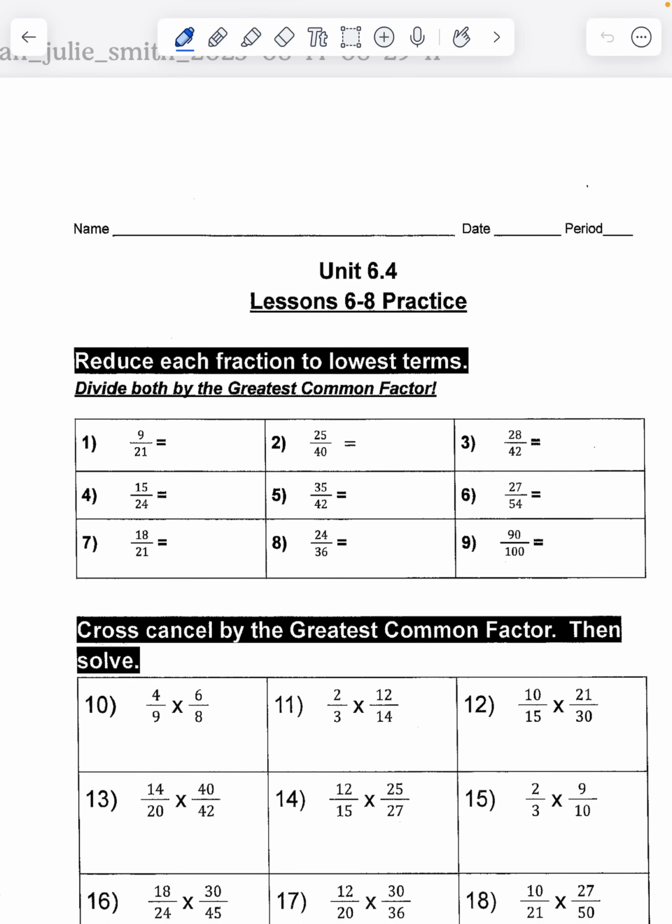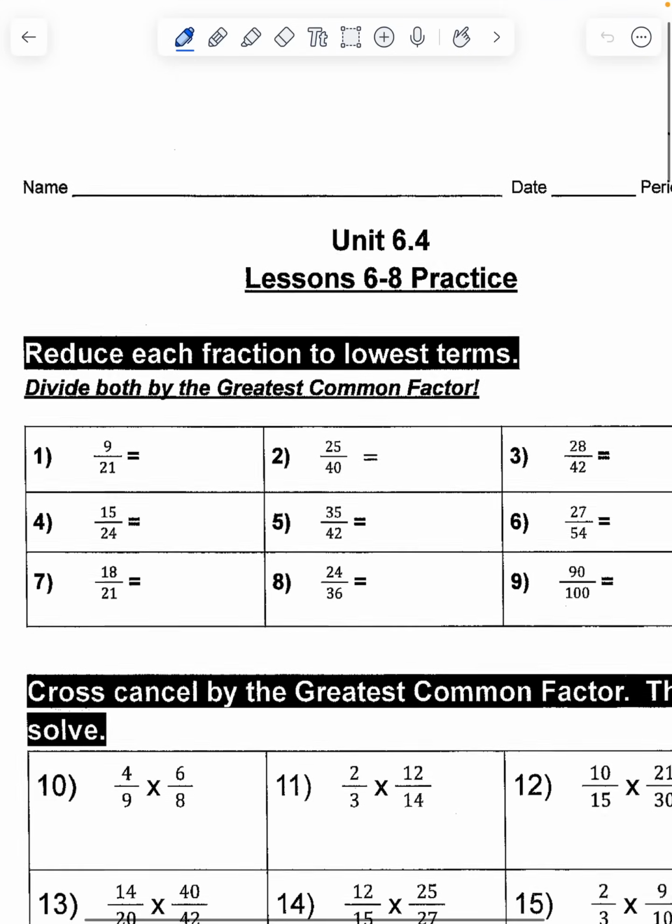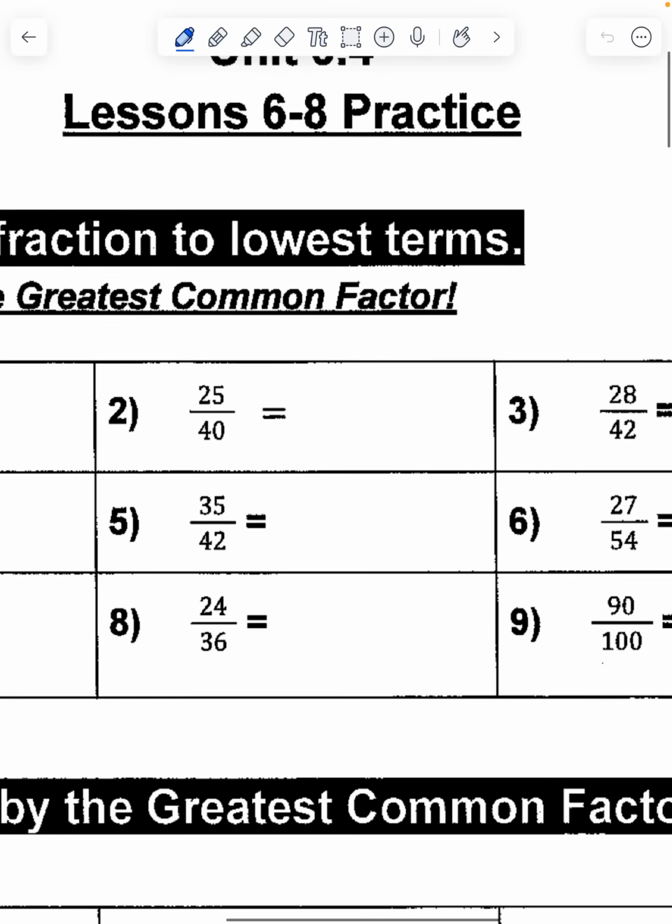Okay, the first section, we are reducing each fraction to lowest terms. Another word for that would be to simplify these fractions. And remember, you do that by asking yourself, what do the numerator and denominator both have in common? Okay, that would be the greatest common factor.